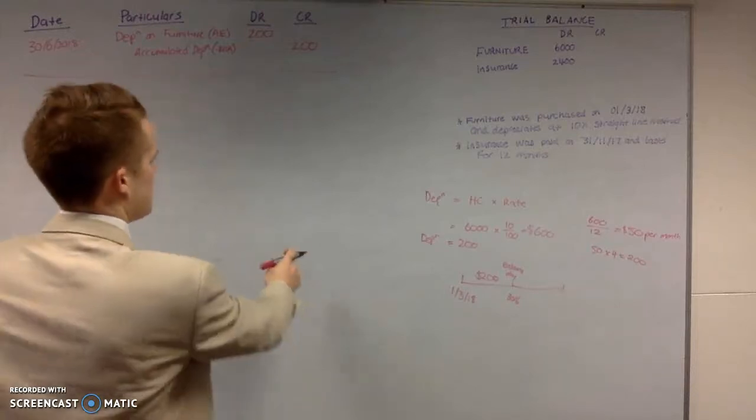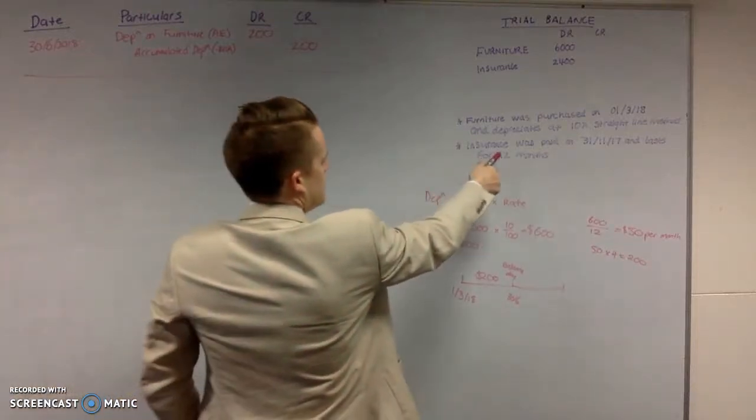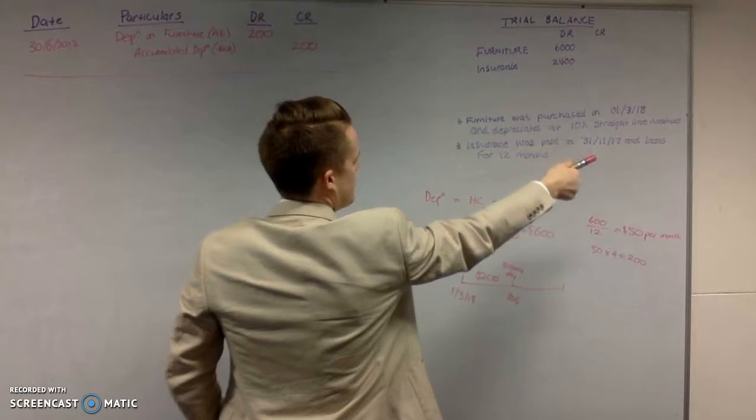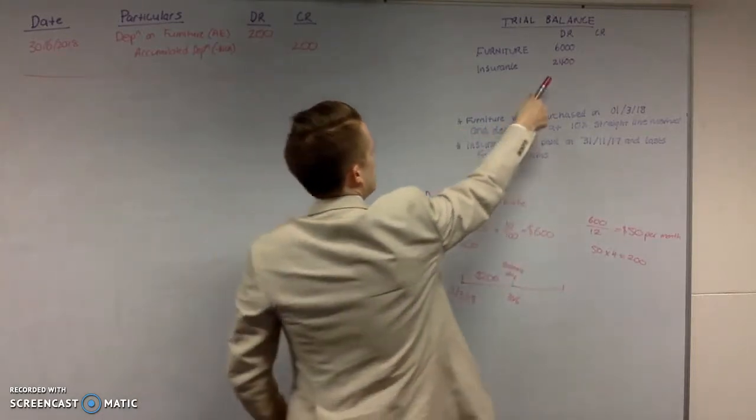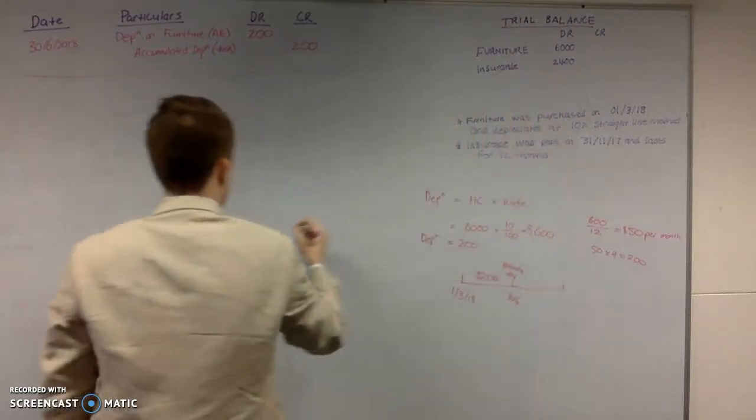So I'll do my working out down here. Insurance was paid on the 31st of the 11th. So that means all of the insurance was paid for. So we come up to the trial balance. It's $2,400.